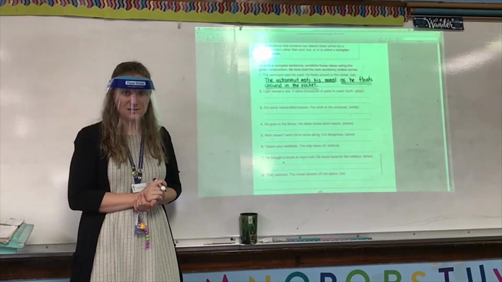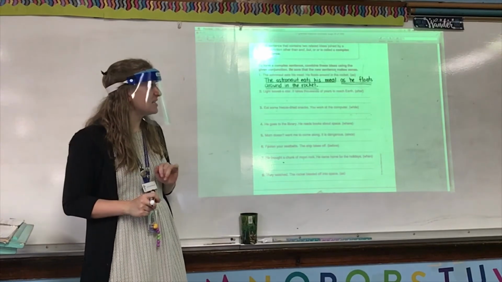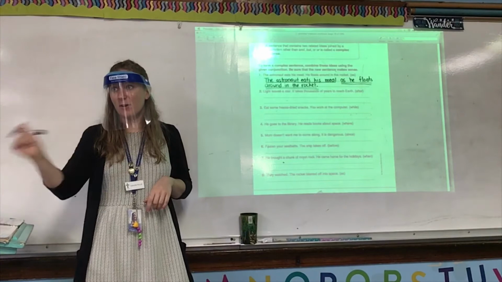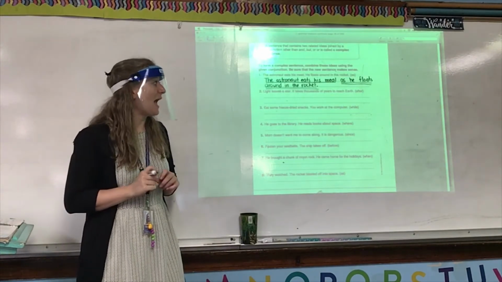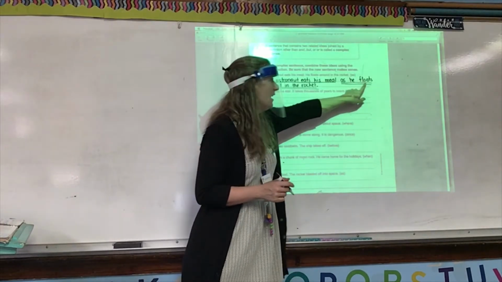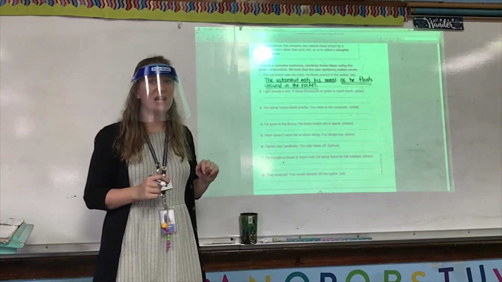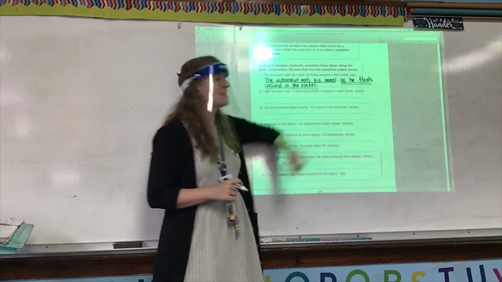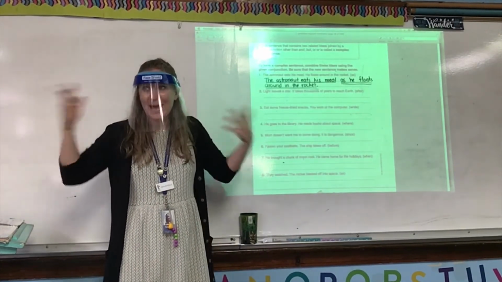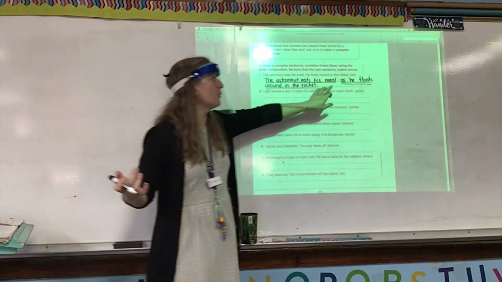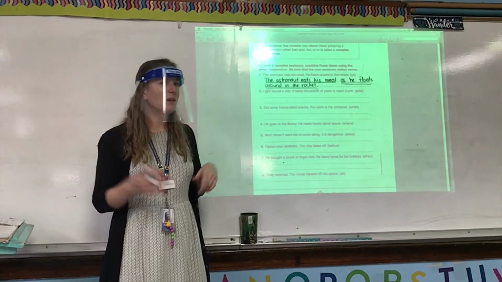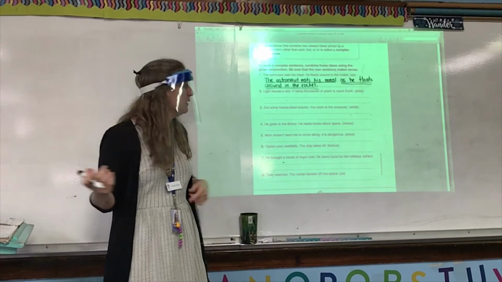As. So the astronaut eats his meal is an independent clause. It makes sense all by itself. Focus. As he floats around in the rocket does not. It has a subject, he, and a predicate, floats around in the rocket. But that word as makes us wonder, okay, as what? As he floats around in the rocket, what? What happens? We need a reason for the word as. If we only have as he floats around in the rocket, we don't have that.